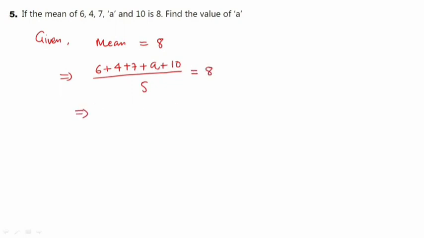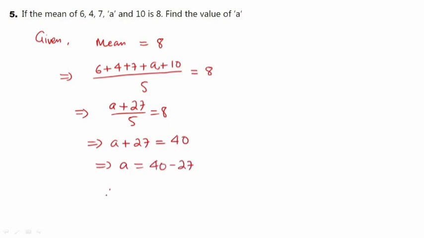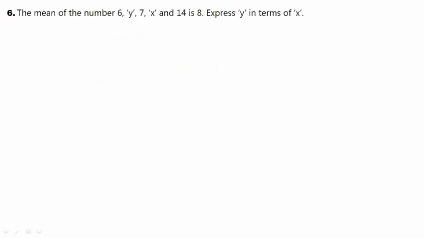Okay, so let's add this now. 6 plus 4 is 10, 10 plus 7 is 17, 17 plus 10 is 27. So it becomes a plus 27 divided by 5 is equal to 8, right? So we have a plus 27. This 5 and 8 get multiplied and you get 40, right? So bring this 27 over there, you get a equals 40 minus 27. So find the difference. It turns out to be 13. So that means the value of a is 13. Was it very easy? Yes? Quickly note down.